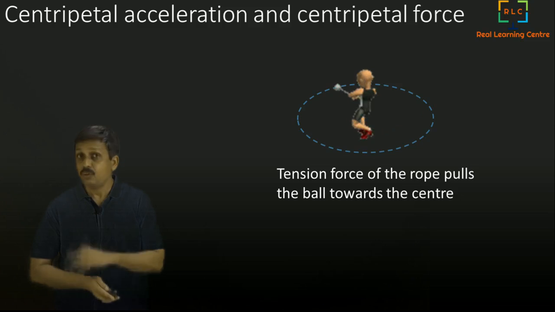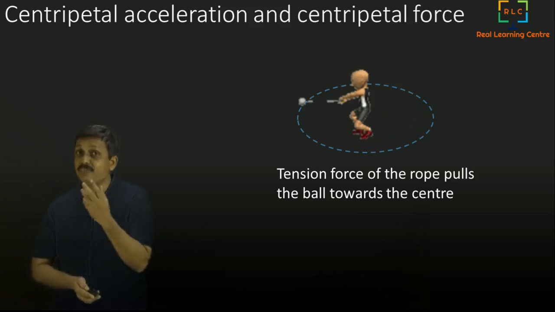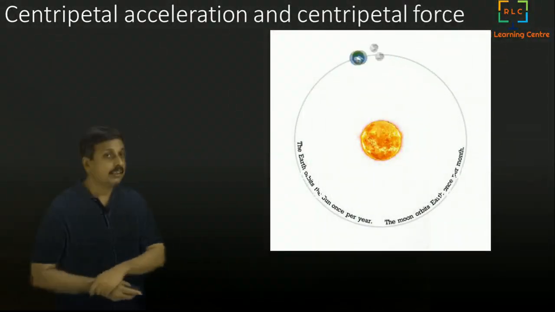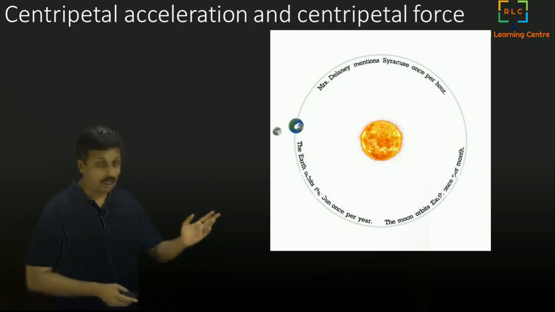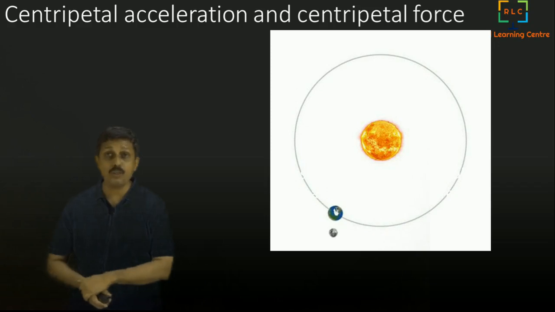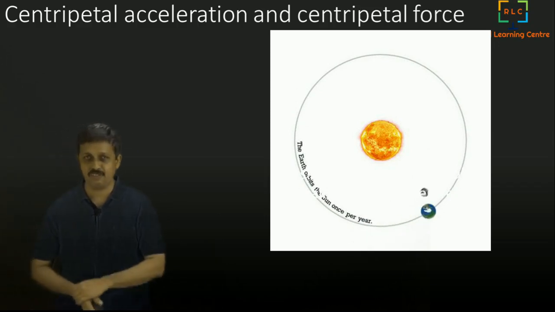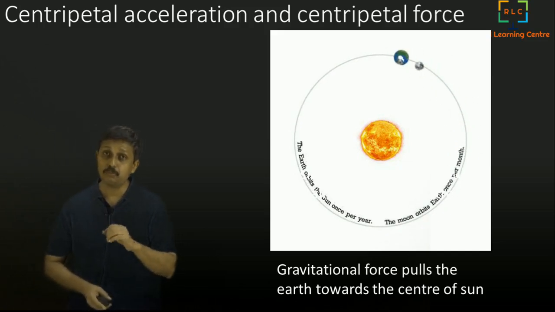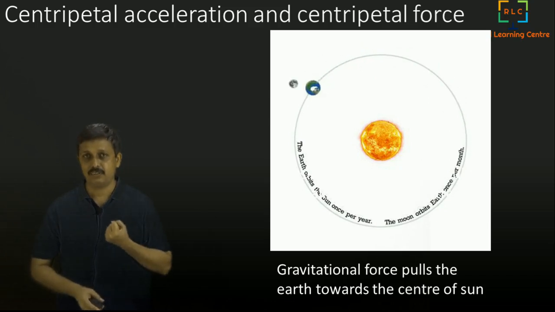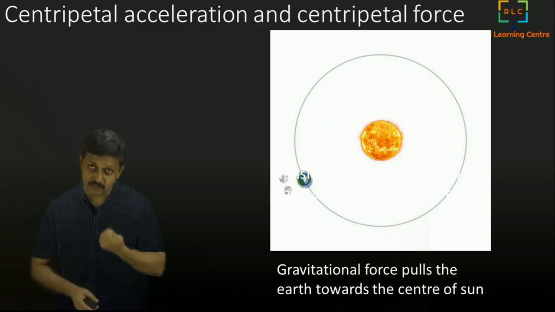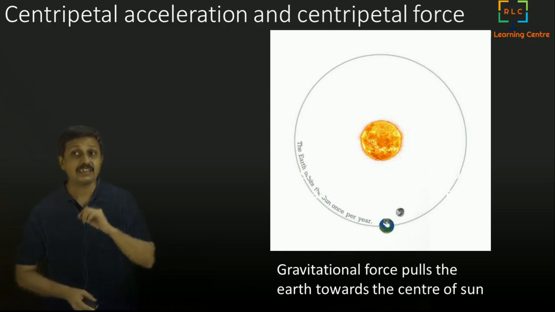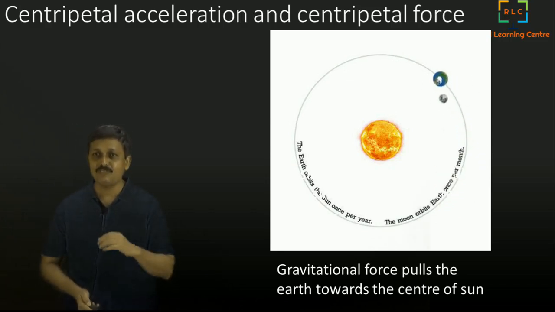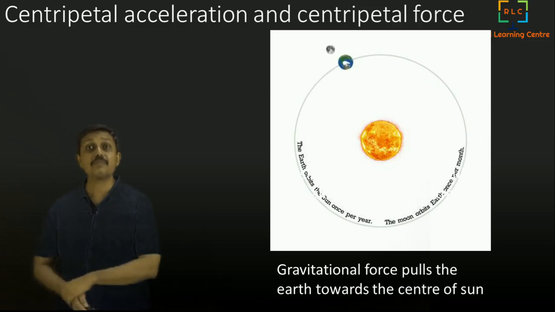And not only here. Here the rope is connected, but we can see a circular motion when the rope is not connected also. For example, earth going around the sun or moon going around the earth. The rope is not connected, but still there is a force, and we call that force gravitational force. That gravitational force of the sun pulls the earth towards the center of the sun. So this force towards the center is called centripetal force.